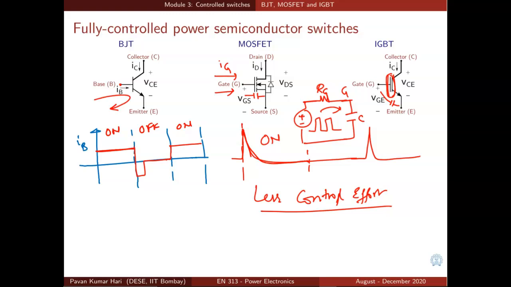What do you mean by control effort? Power drawn through the control terminal, or the energy consumed by the control terminal, is much less in the case of MOSFET and IGBT, while it is significant in the case of BJT. This is also another reason why BJT is not so popular these days, especially after the significant advances that have happened in MOSFETs and IGBTs.